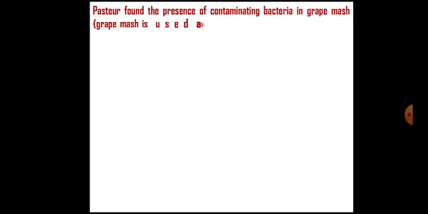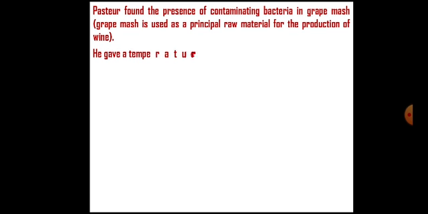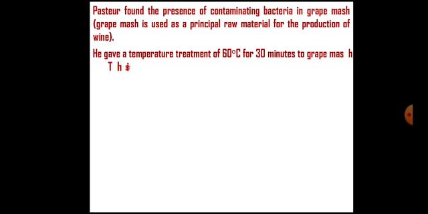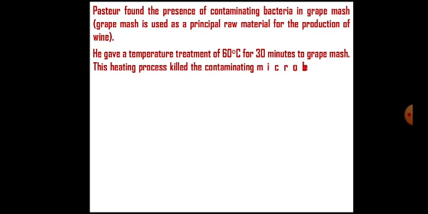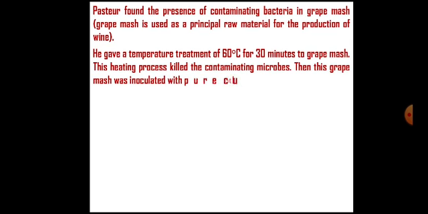So after Pasteur found the presence of contaminating bacteria in grape mash, which is a principal raw material for the production of wine, he gave a temperature treatment of 60 degrees Celsius for 30 minutes to the grape mash. This heating process killed the lactic acid bacteria. Then this grape mash was inoculated with pure culture.